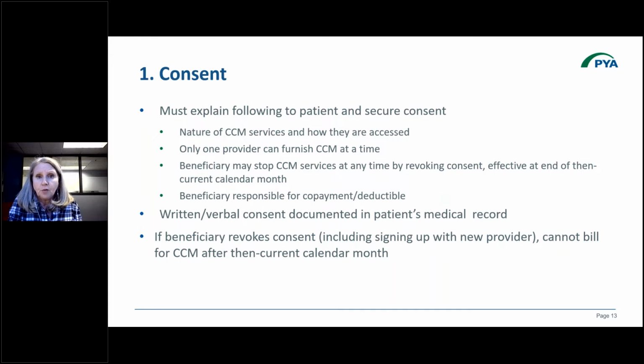So to secure consent, you must inform the patient of the nature of the services and how they are accessed, the fact that only one provider can furnish care management services at a time, that the beneficiary has the right to stop the services at any time by revoking their consent, which would be effective at the end of the calendar month, and importantly, that the beneficiary is responsible for the payment of a co-payment or deductible associated with these services. Again, CMS's concern is that beneficiary doesn't expect there to be a copay because it doesn't look like other services that they've received.